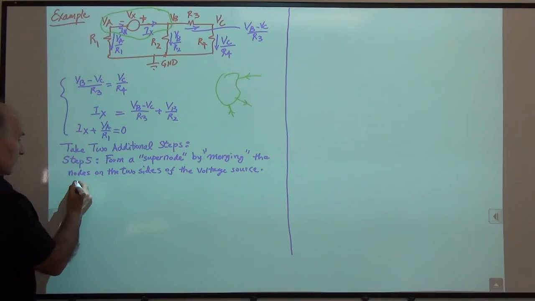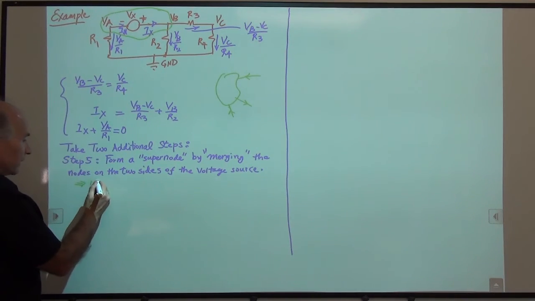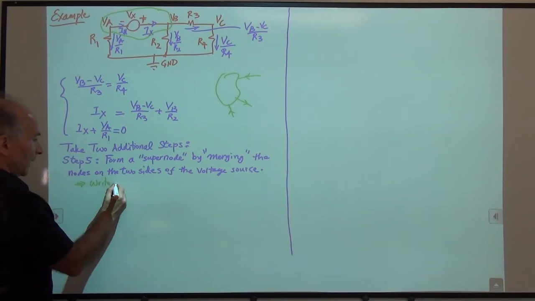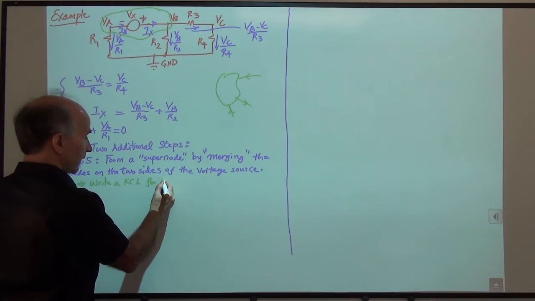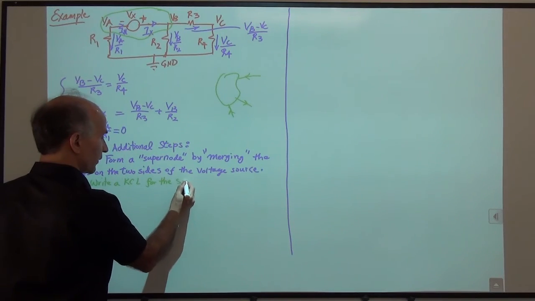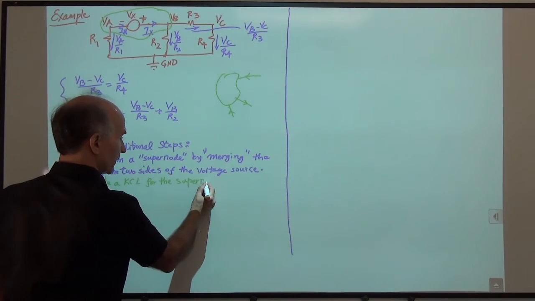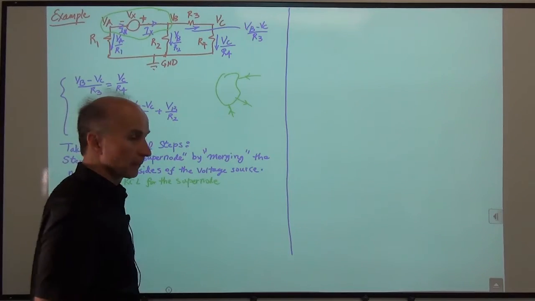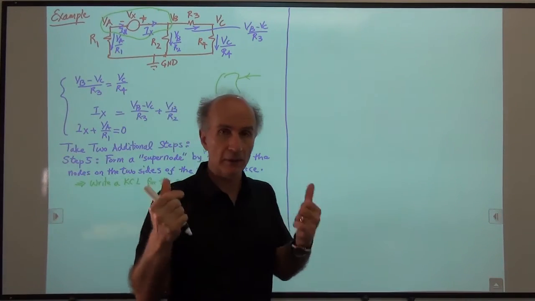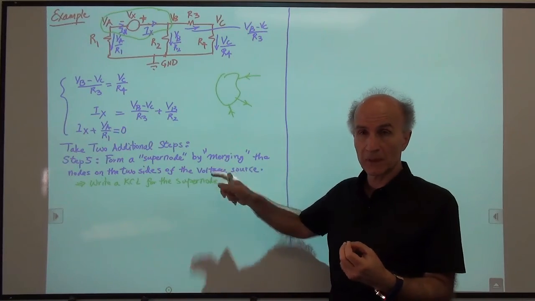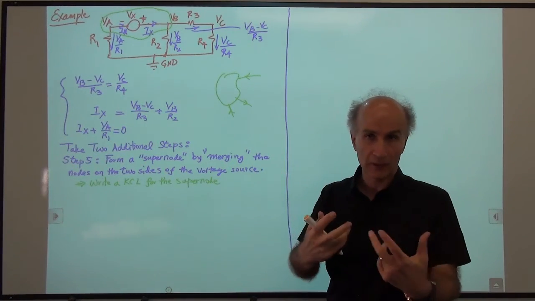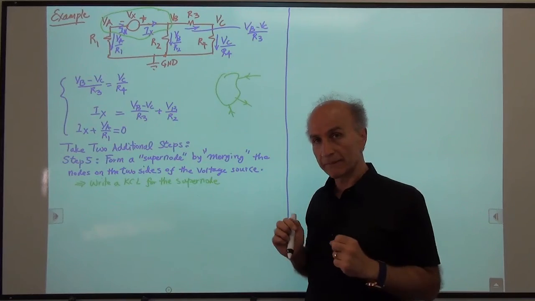So write a KCL for this box, which is called a supernode. A supernode is just the result of merging two nodes that are on the two sides of the voltage source. I put merging in quotation marks because not really, not like shorting the nodes or anything. We're just merging them in our mind.